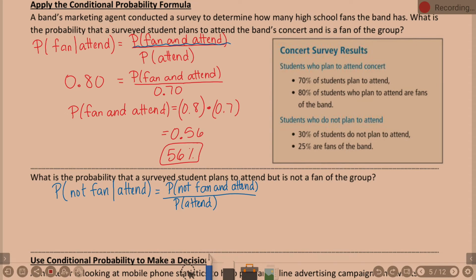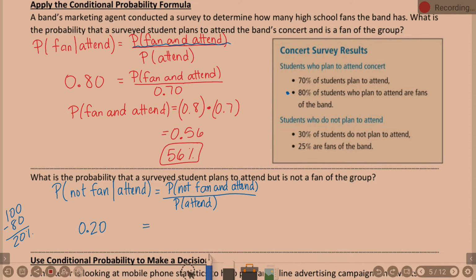Why 20? I don't see a 20 up here. Right here, 80% of the students who plan to attend are fans of the band. There's a lot of wording here, I know. So what does that mean? 100 minus 80, right? 100 minus 80 is going to be 20%. So that's your piece that's going to go right here, the 0.2.